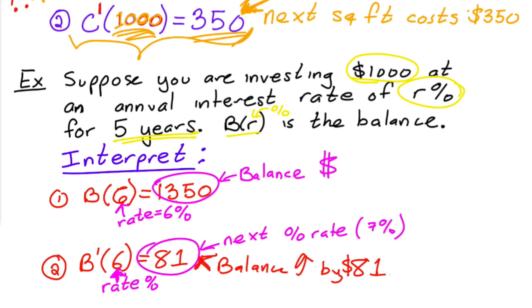So in other words, if you turn this into a rate, that means that right here, exactly when the interest rate is 6%, the rate is $81 per percentage rate. So if you go up to 7%, it would be around $81 more in balance.